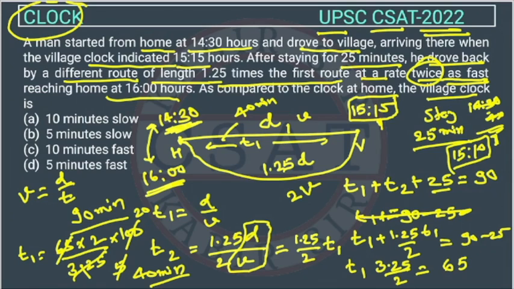Otherwise you can add in this way: 14:30 plus 40, so this becomes 70 minutes; then the 60 minutes add into the 14, making it 15. So the answer is: the watch is showing 15:15 but the actual time is 15:10. 3:10 हुए हैं, but विलेज की जो घड़ी है वो 3:15 बता रही है. इसका मतलब विलेज की घड़ी fast है. So how much? 5 minutes. So the answer of this question is option D.